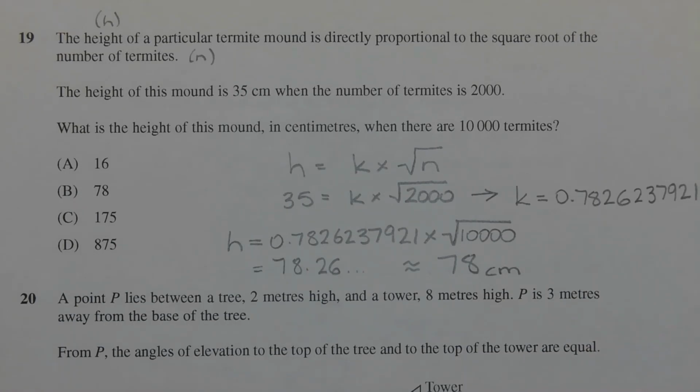0.7826237921. Notice that I haven't rounded the constant of variation. I've left it as what is seen on the calculator display. I'll do all the rounding at the very end.